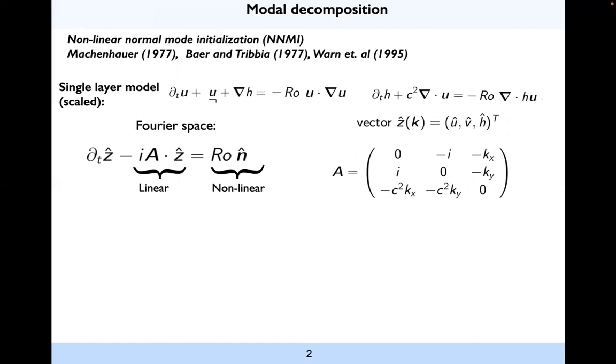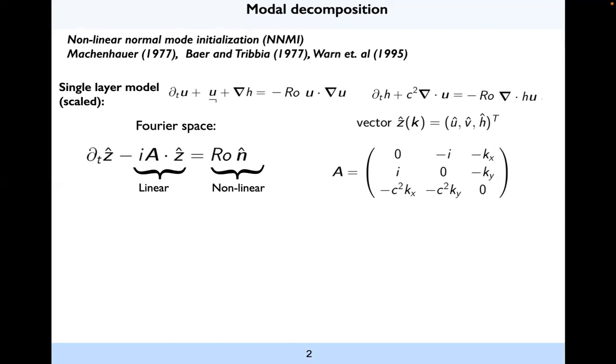This is an example to show how we arrive there. It is an example from a single layer model, but we have done this also for a primitive equation model, a full 3D model. On top you have the equations that you would have for U and H for a single layer model. If you go to Fourier space, you get a formulation where on the left side you have the state vector Z. This contains your state variables, so in this case it would be U and H.